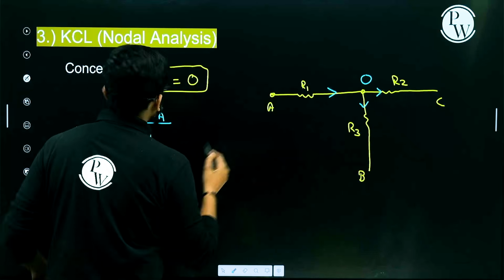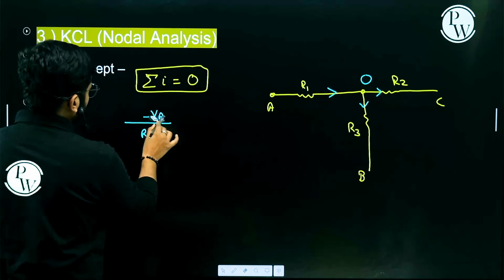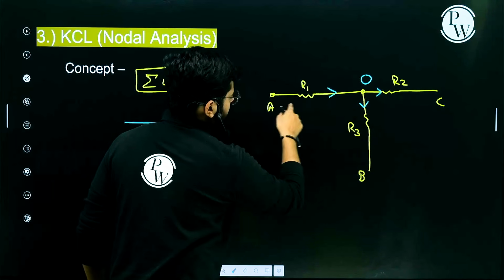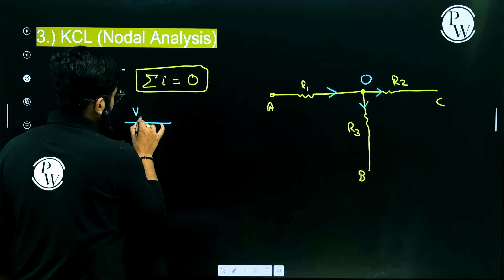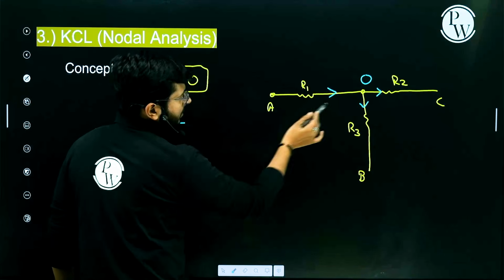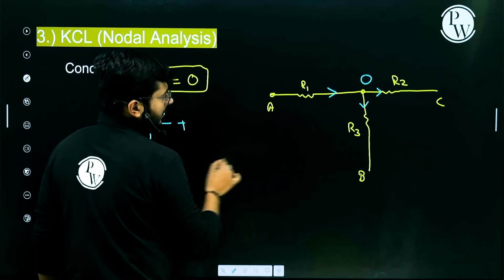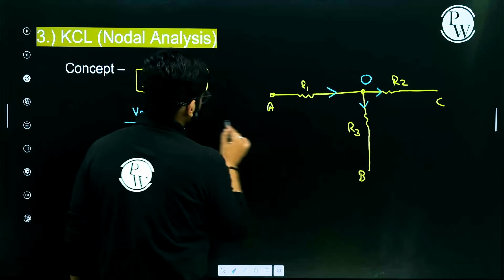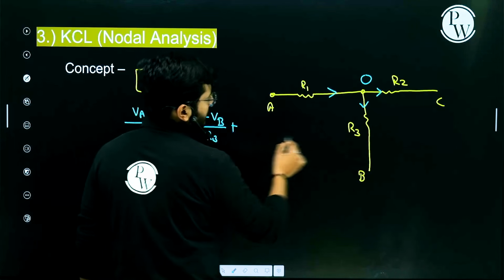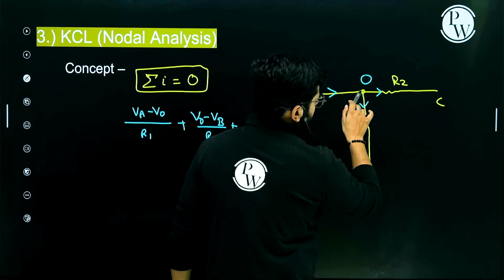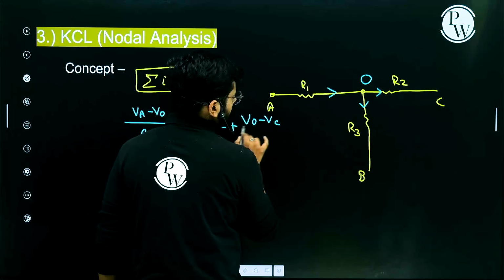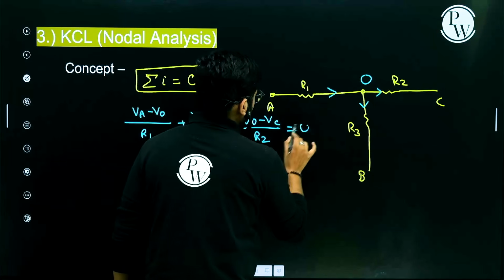Now, you can simply write, because the direction of current you have already established in this particular case, because the current you have assumed is in this direction, so it is higher to lower. So you can say VA minus VO upon R1 plus, current is moving like this, higher to lower, so VO minus VB upon R3 plus, current is moving like this, so higher to lower, VO minus VC upon R2. The summation of all of them is going to be 0.